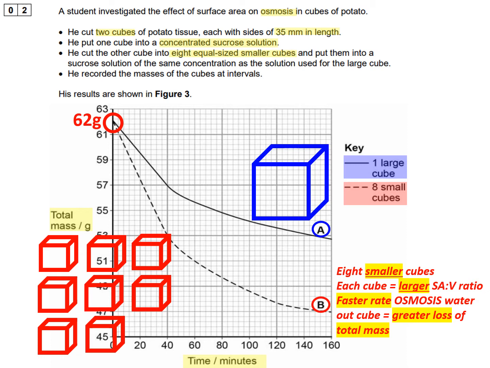And we know that if we've got eight smaller cubes, then anything that's a smaller size will have a larger surface area to volume ratio. So we've got eight smaller cubes with collectively a larger surface area to volume ratio. That means it's going to be a faster rate of osmosis of water out of the potato tissue across those partially permeable cell membranes. And therefore, over the course of 160 minutes, there's going to be a greater loss of total mass as water leaves the potato tissue, more so from the smaller cubes.